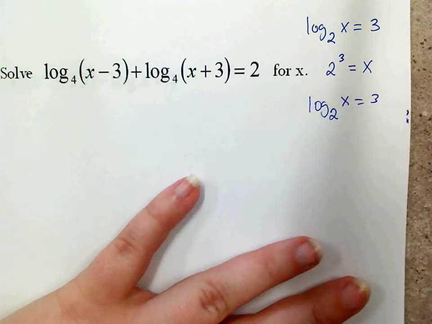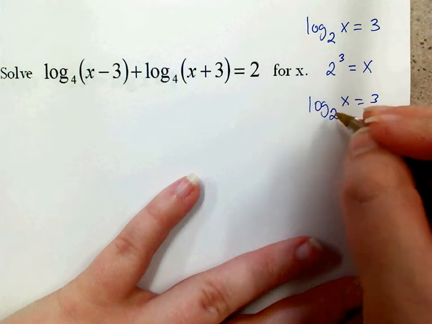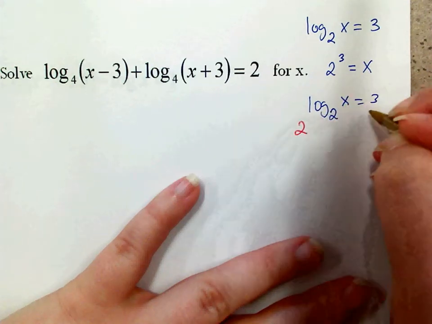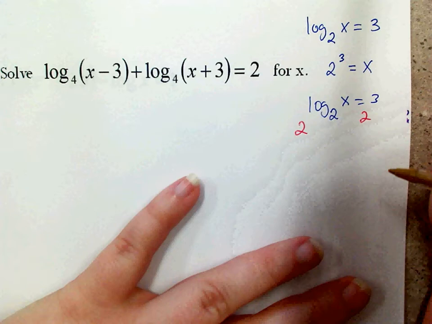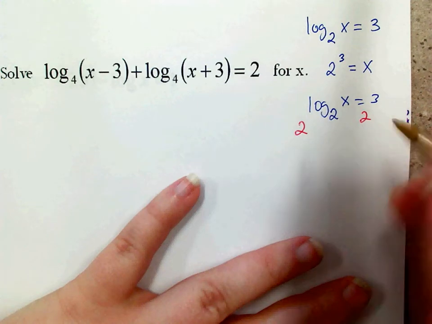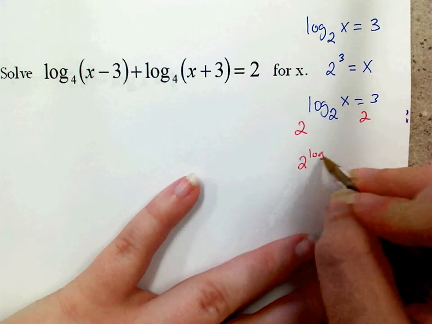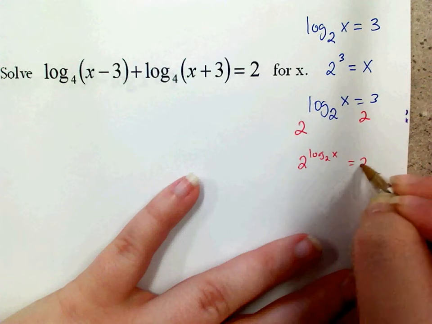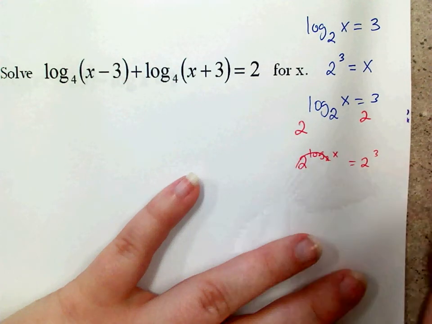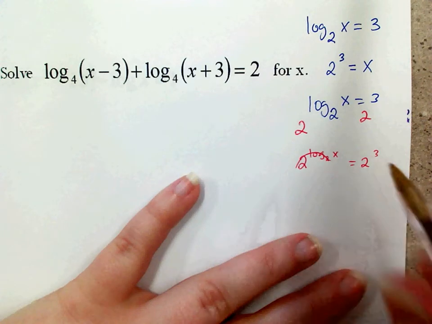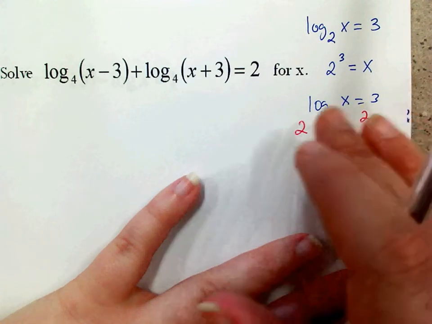What cancels out a log? Exponential. No, that cancels out a natural log. E cancels out natural log. So the opposite of log base 2 would be 2 to the, if I raise both sides as a power of 2, you know what I mean? So like saying 2 to the log base 2 of x equals 2 to the third. Those cancel out. X equals 2 cubed. Okay, either way, if I have one log equals a number, that works.